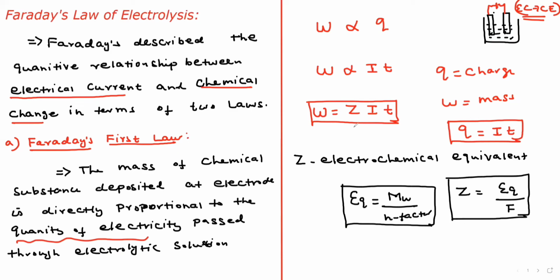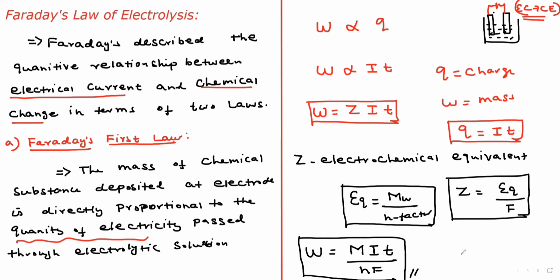Now substitute these two formulas into W. What do I get? W is equal to M into I into T by n into F. This is a very important formula. Using this formula, we can find the mass of substance deposited at the respective electrodes.